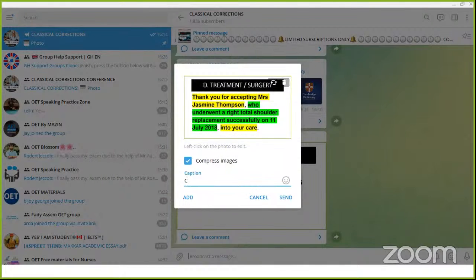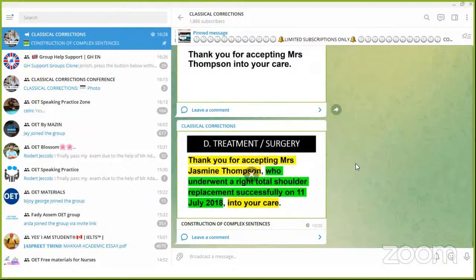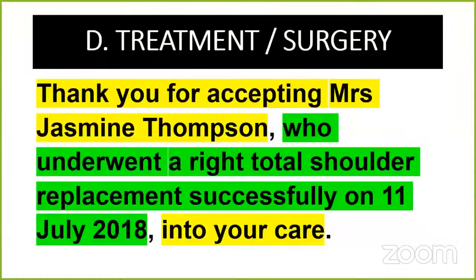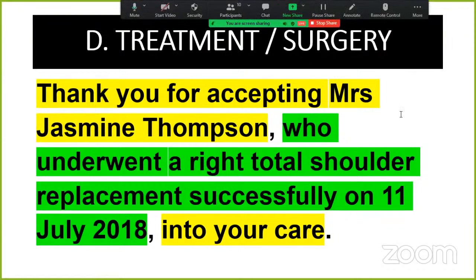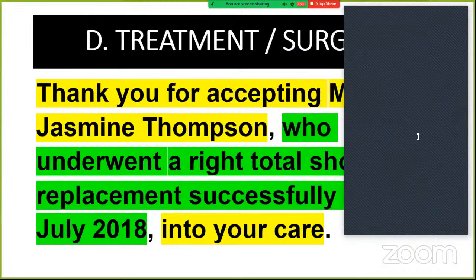Construction of complex sentences. Okay. So how to construct complex sentences? This is how. You can use who and you can write your own sentence. Come on, now I am giving you 1 minute. You can write your own sentence. Write your own sentence. 1 minute.